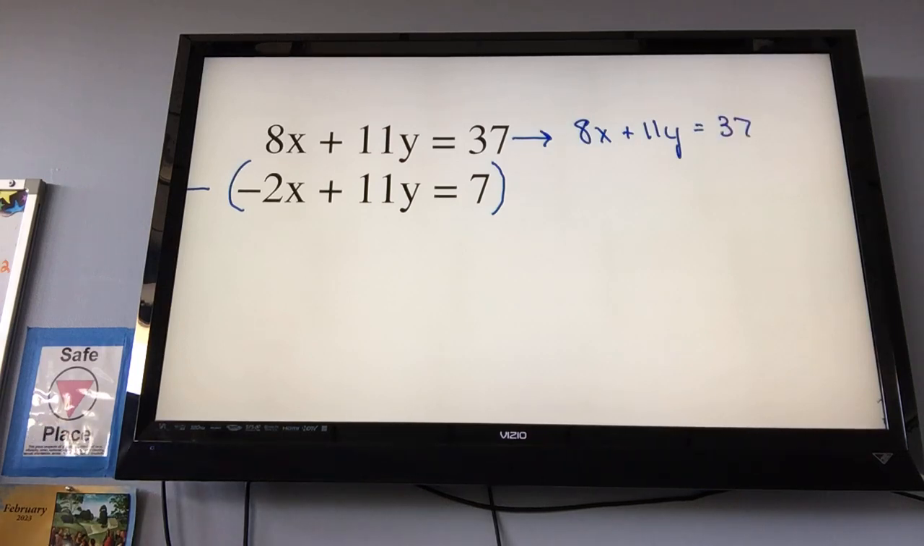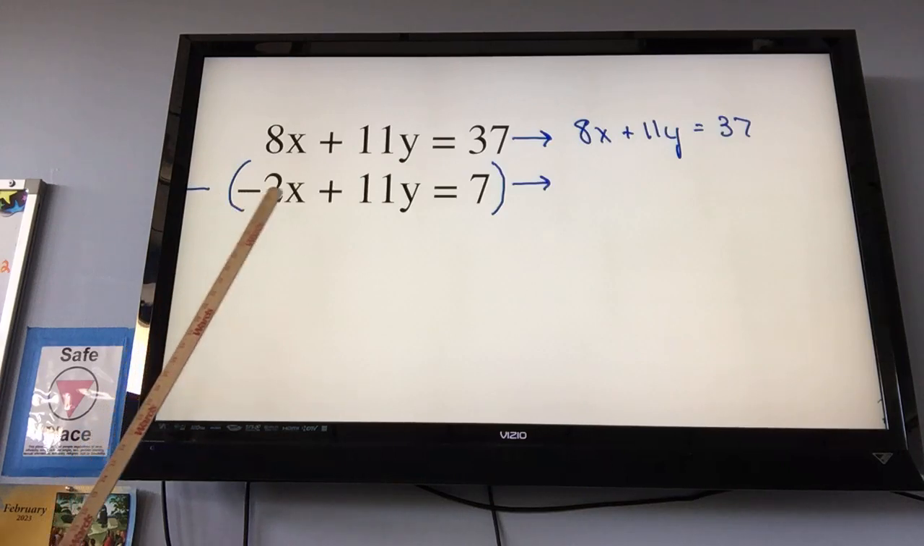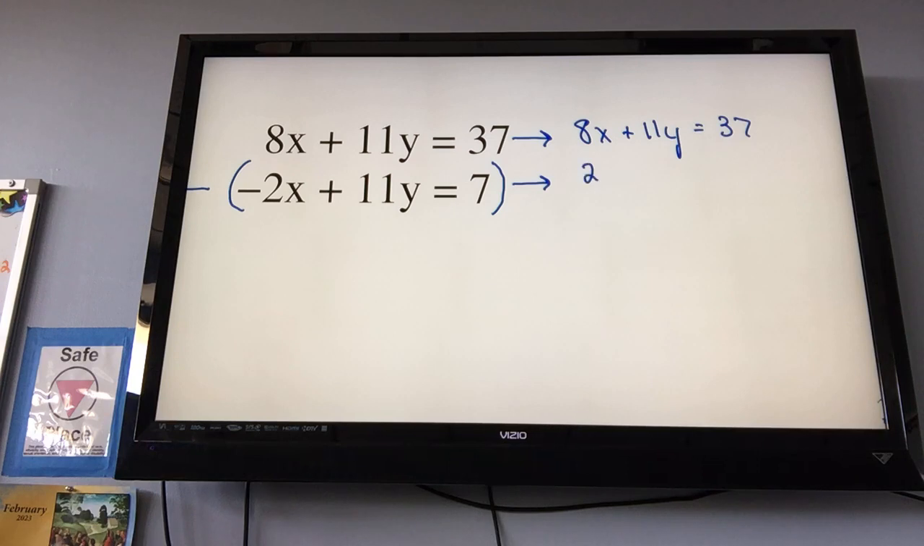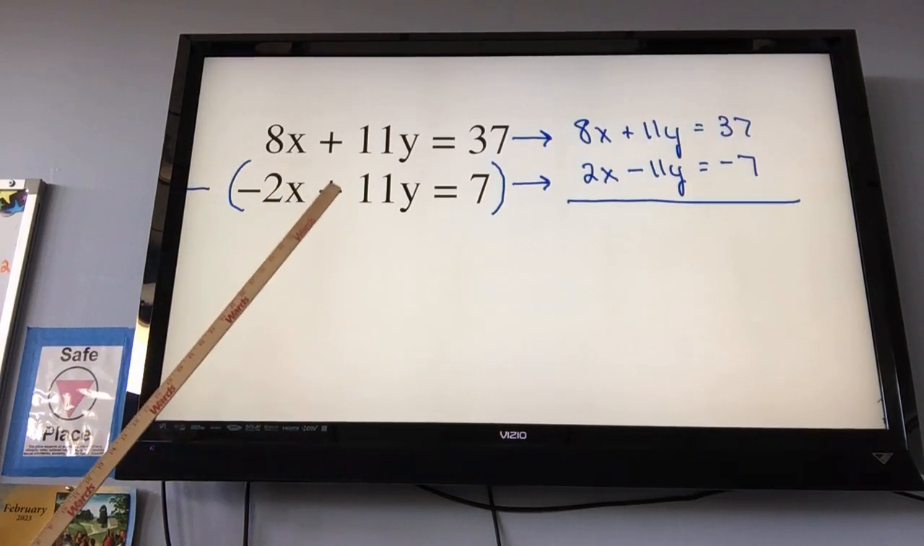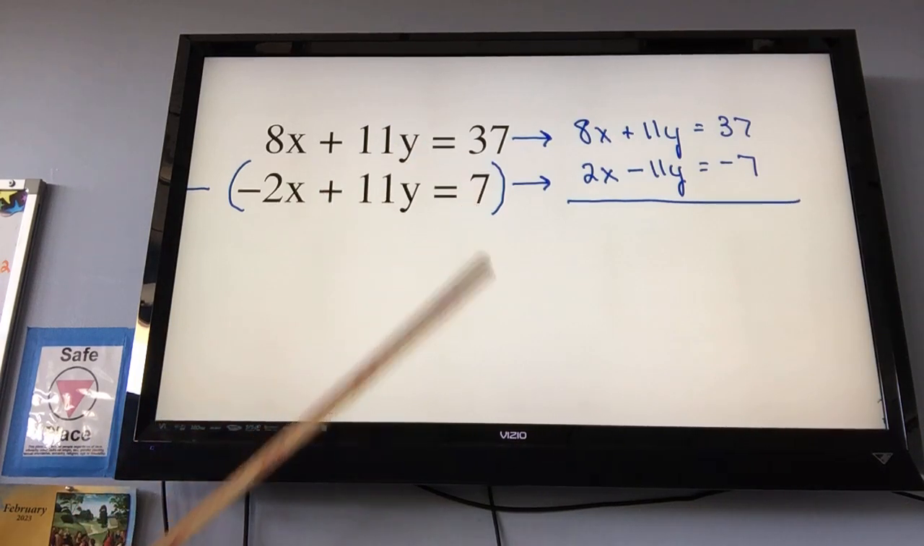Eight x plus 11y equals 37. Not doing anything to that. The bottom equation, everything's changing to the opposite. So it changes the sign. All this negative does is change the signs of everything. So my 2x becomes positive, my 11y becomes negative, and my 7 becomes negative. So all the signs change to the opposite: negative to positive, positive to negative, positive to negative.